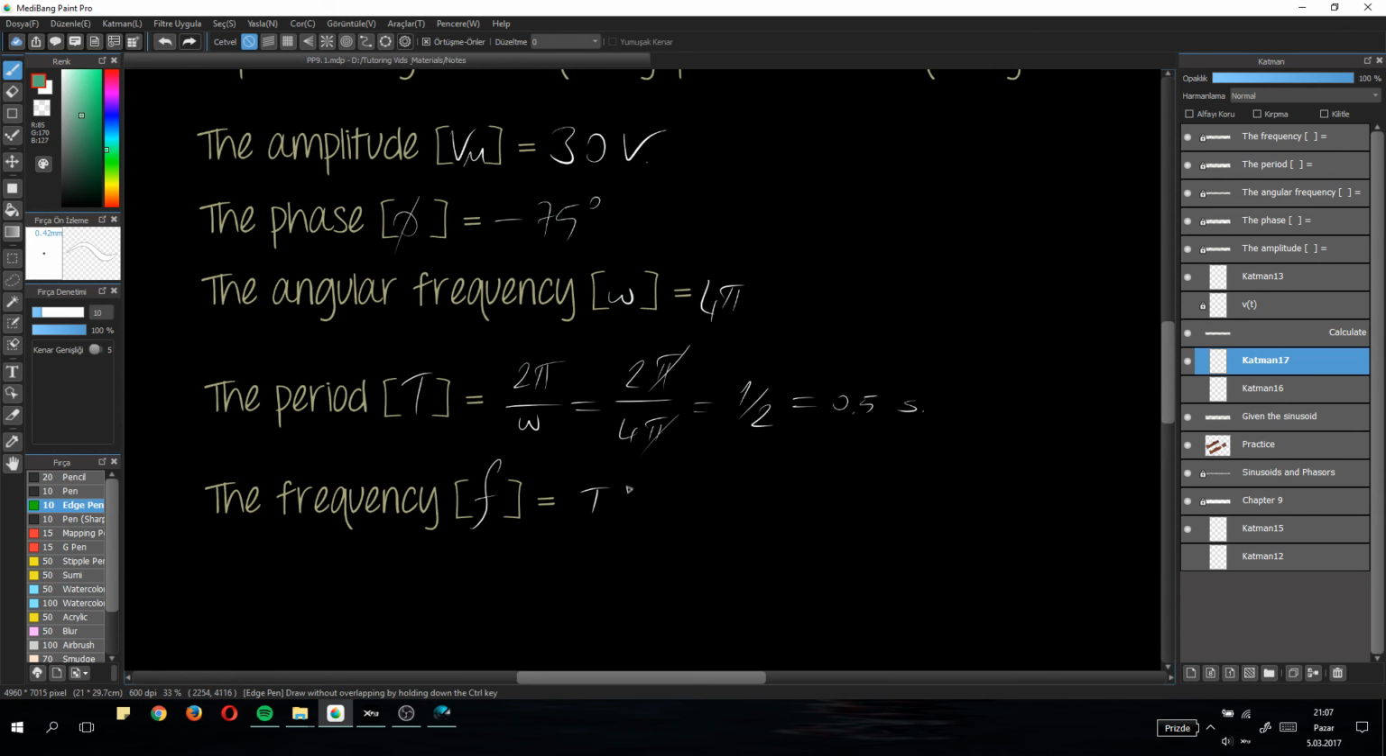Lastly, we have to find the frequency, and the frequency is represented by f. It's just the reverse of T, which is 1/2, and it makes 2 per second, or hertz.